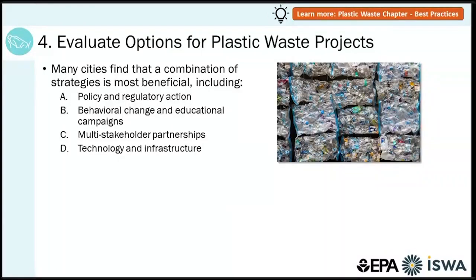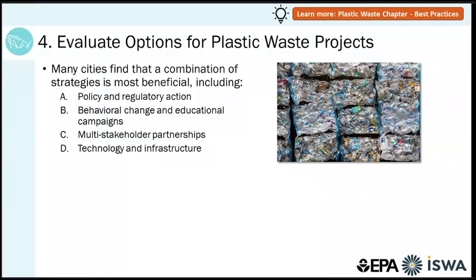Strengthening provision of collection services, especially in rural areas, can help cities collect waste and prevent leakage into the environment. Enhancing separation efforts can help cities recycle more plastic waste and increase the value of recycled plastics. Several factors impact successful implementation of plastic waste strategies, including geography, financial, and political constraints. Many cities find that a combination of strategies is most beneficial to addressing plastic waste, including regulation and policy.